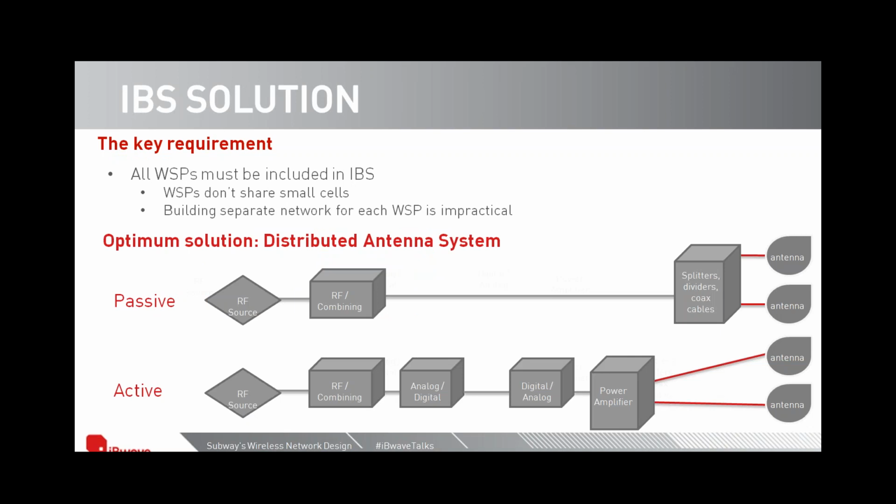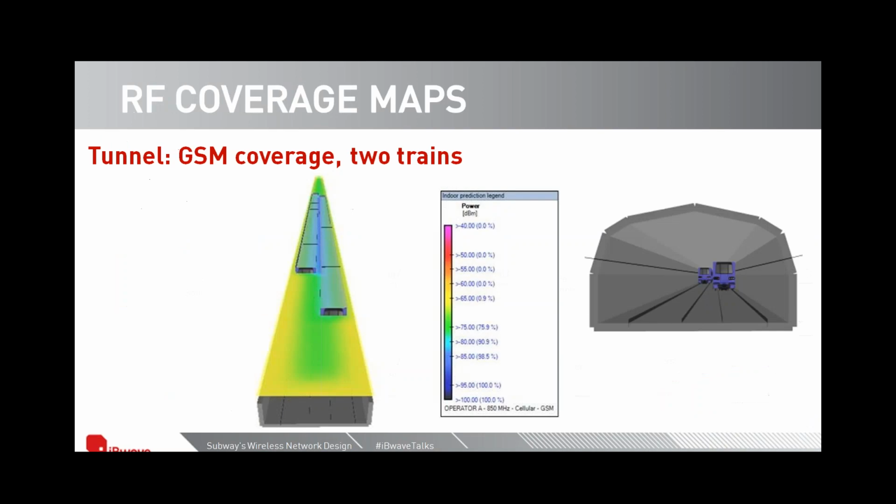Keep in mind that the active system will bring about uplink noise, which passive won't. And keep in mind that you have an option of putting radiating cables inside tunnels. And that's basically it for the optimum solution. The distributed antenna system should be chosen in this case.